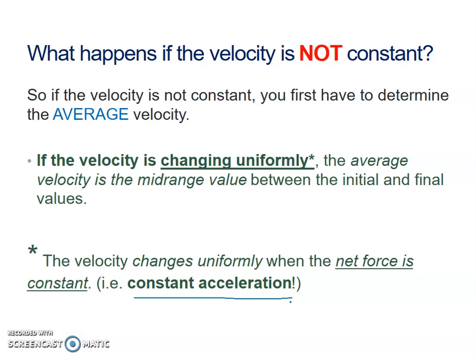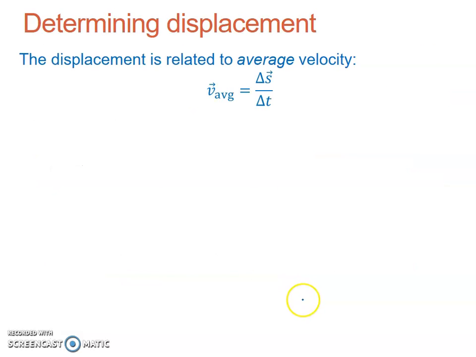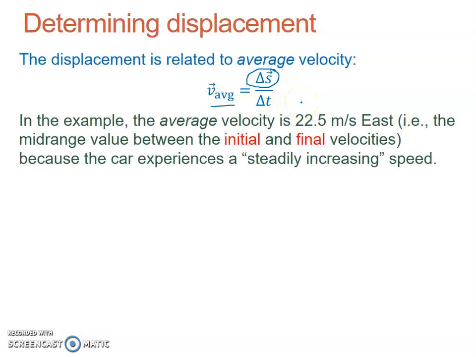All right. Now, we said that this thing S was position. You can also call it displacement. The change in position is equal to displacement. So delta S right there is displacement. Now, if you know the average velocity, you can figure out the displacement. So we actually didn't do this example, but we will in class.